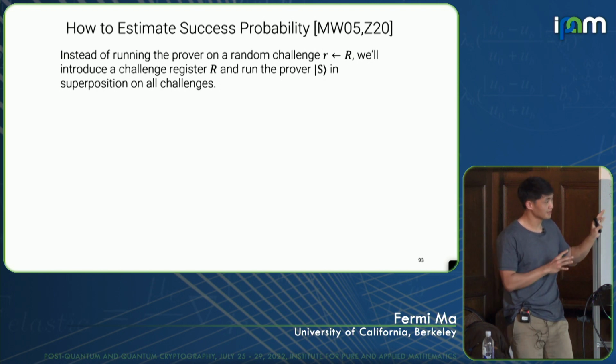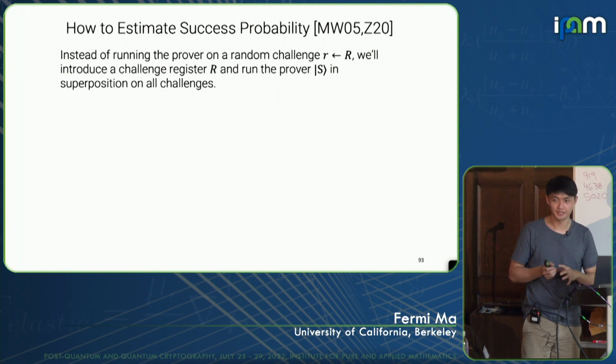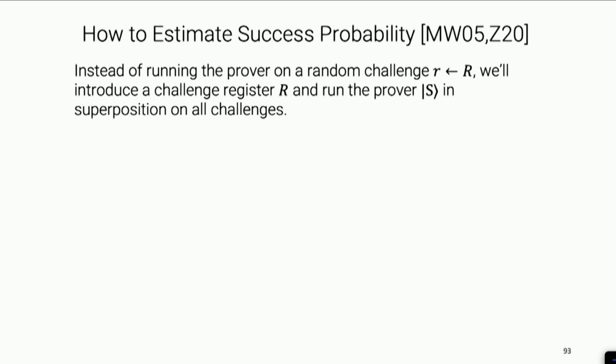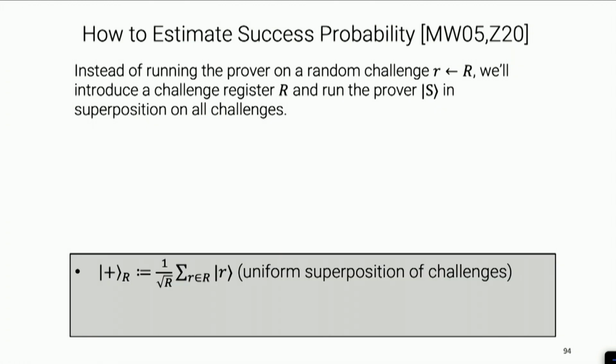To set up the success probability estimation, I'm going to think of running the adversary on a random challenge, and I'm going to rephrase that in a more quantum fashion. Instead of picking a classical random challenge, I'm going to introduce a separate challenge register R, initialize it to the uniform superposition of all challenges, and then run the prover controlled on that extra register. This is an equivalent process: if I trace out that register at the end, it's the same as having run the prover on a random challenge. But it's going to be helpful to keep this extra register around. I'm going to define plus R to be this uniform superposition over all challenges R. Pi accept is going to be the projection that, controlled on this challenge register, checks whether the prover answers correctly on that particular challenge.